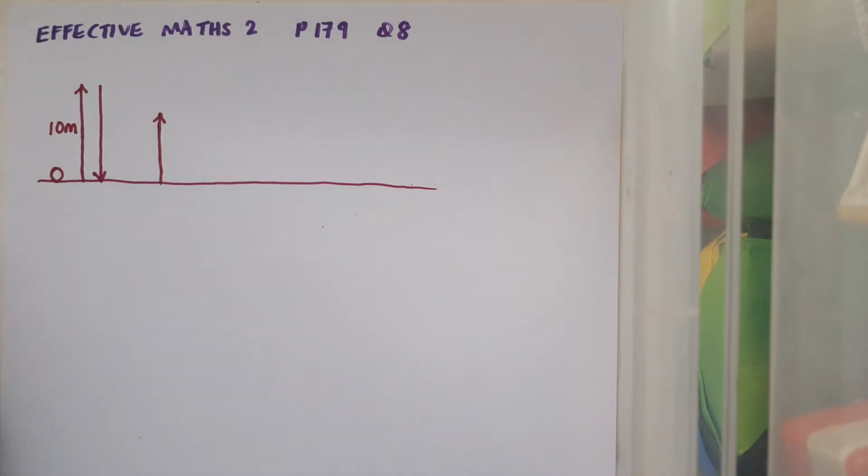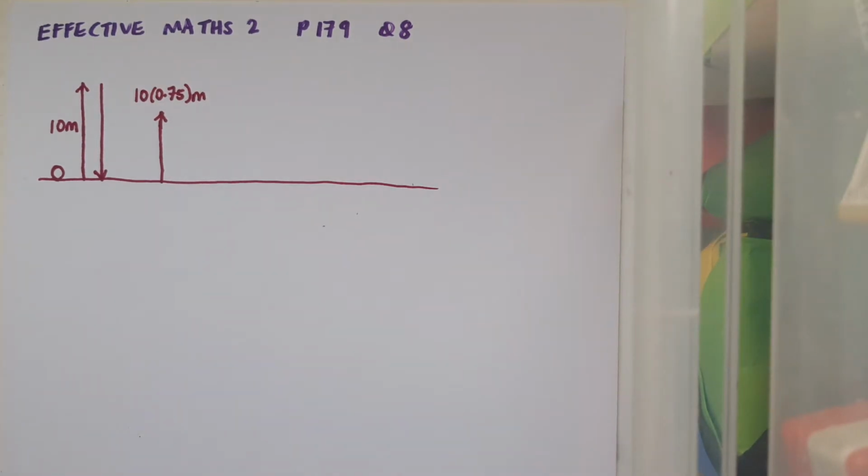It rebounds to 75% of the original maximum height. Of course, don't forget what goes up must come down, so it's going to fall back to earth again. It repeats this process, bouncing to 75% of the previous height each time.